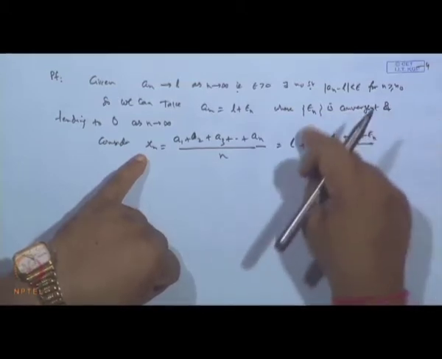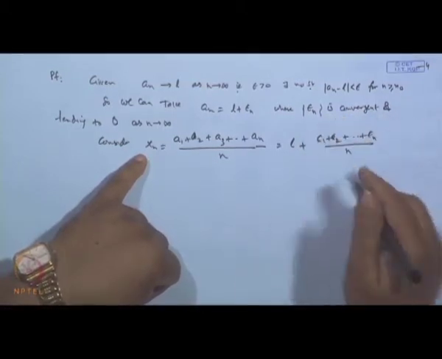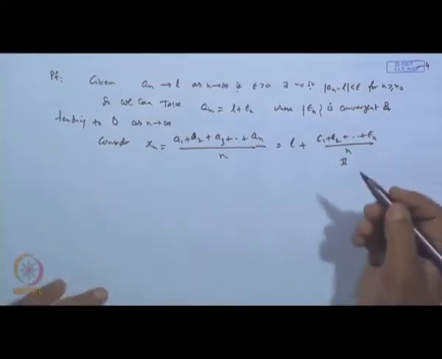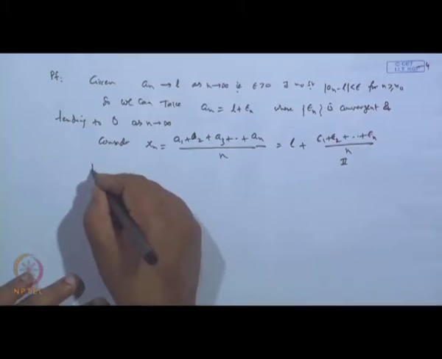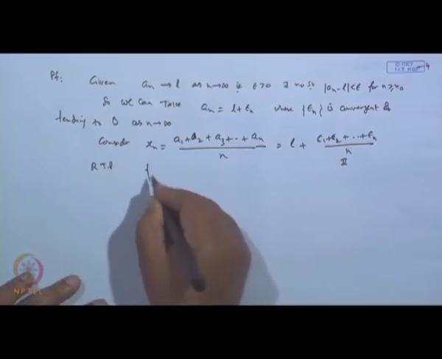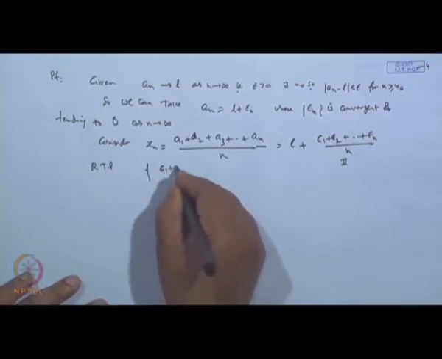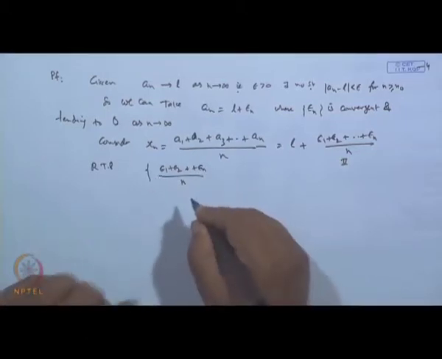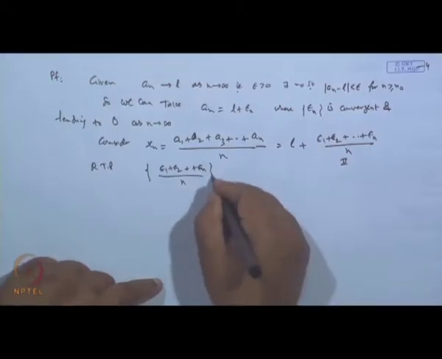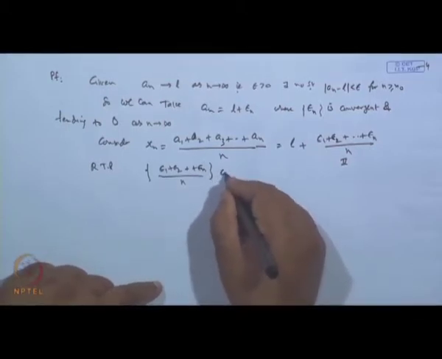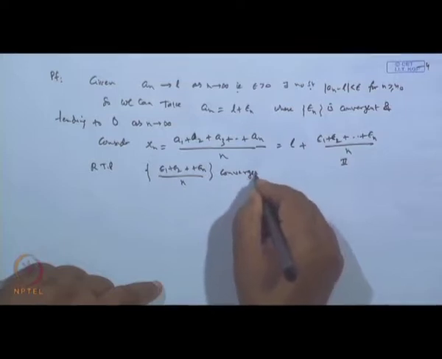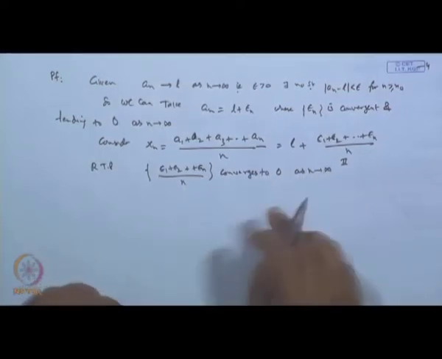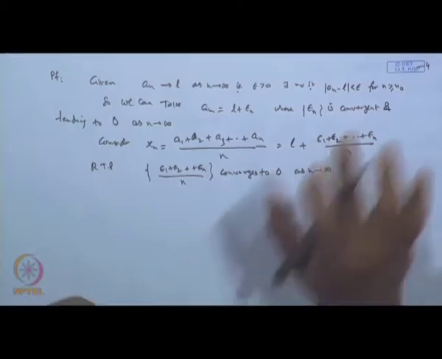Now, we want the sequence x n to go to L. It means, if I prove that this second term goes to 0 as n tends to infinity, then it will. So, what is required to prove is that the sequence (epsilon 1 plus epsilon 2 plus ... plus epsilon n) divided by n converges to 0 as n tends to infinity. Once we prove this, then x n will go to L.